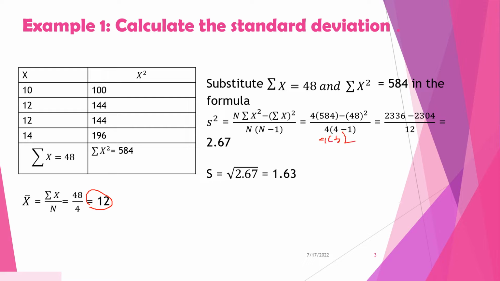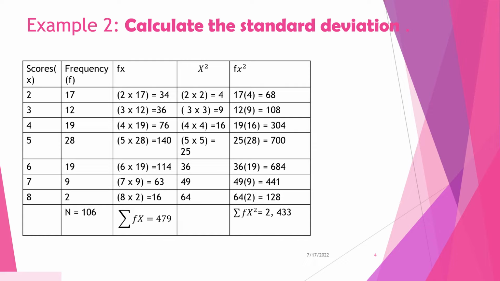Okay, so approximately the variance is 2.67. To get the standard deviation, just get the square root. So the square root of that is about 1.63. Okay, next.